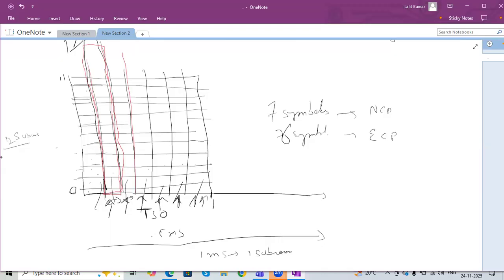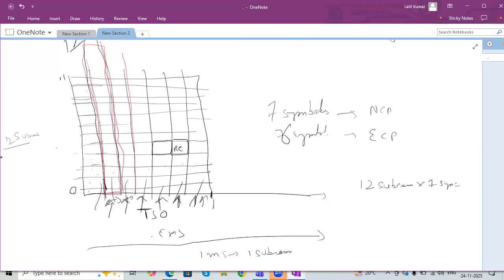Okay, so if it is normal cyclic prefix, 7 symbols will come; extended means 6 symbols will come. The 12 subcarriers are fixed in one resource block. 12 subcarriers multiplied by 7 symbols will give how many of these small blocks there are. This small block is nothing but a resource element.